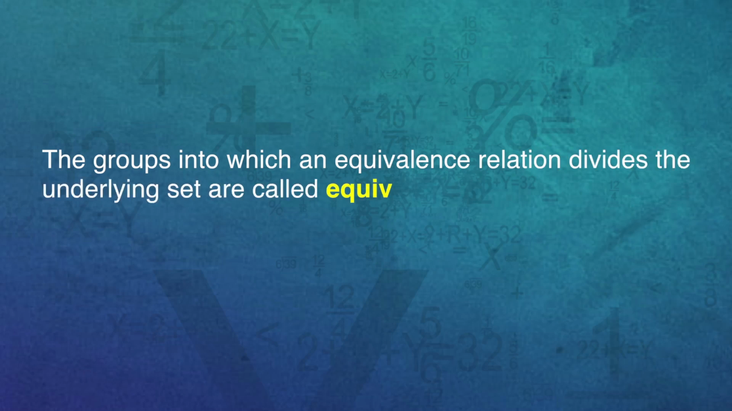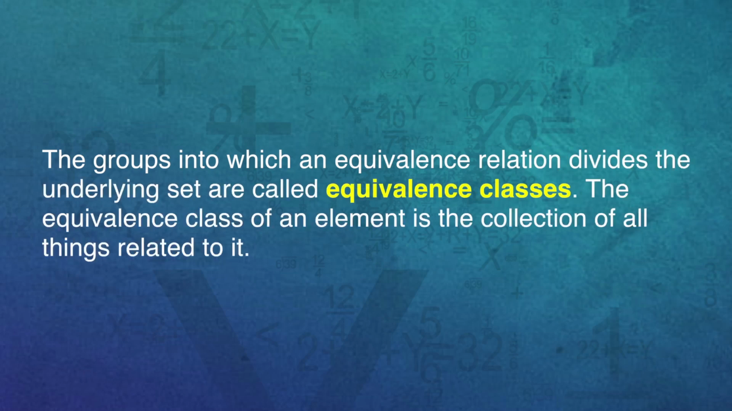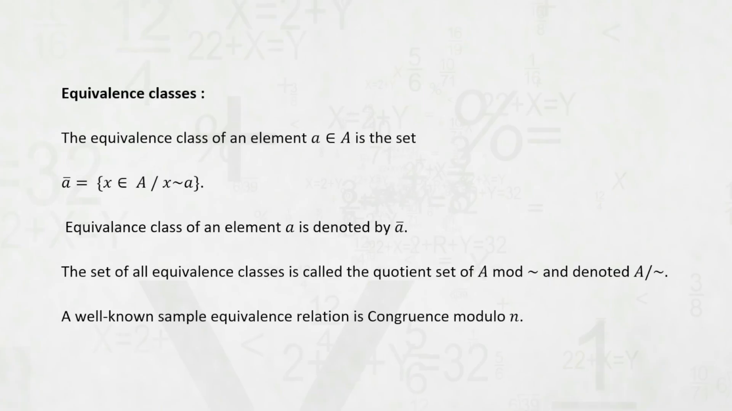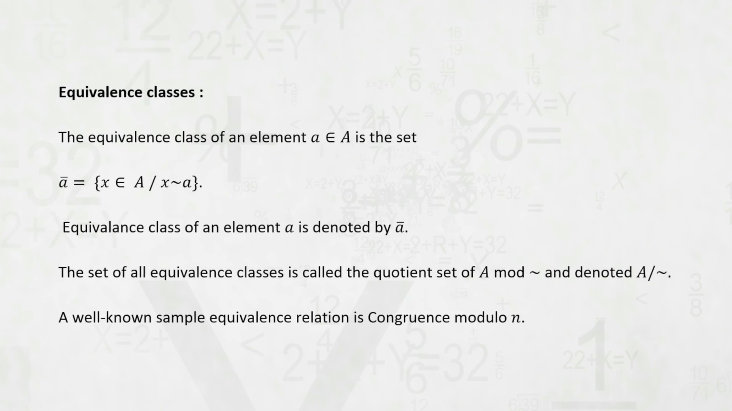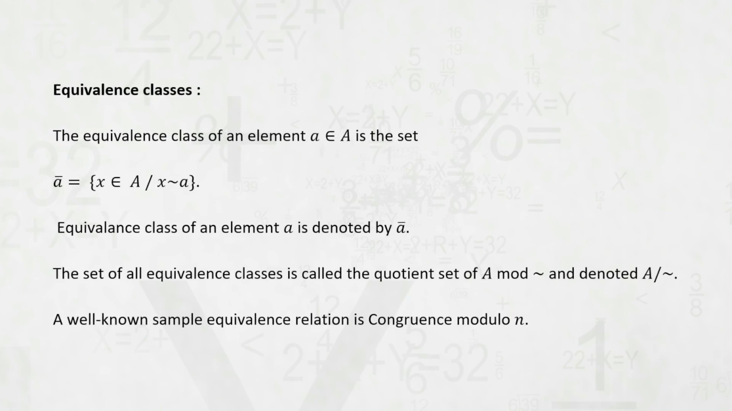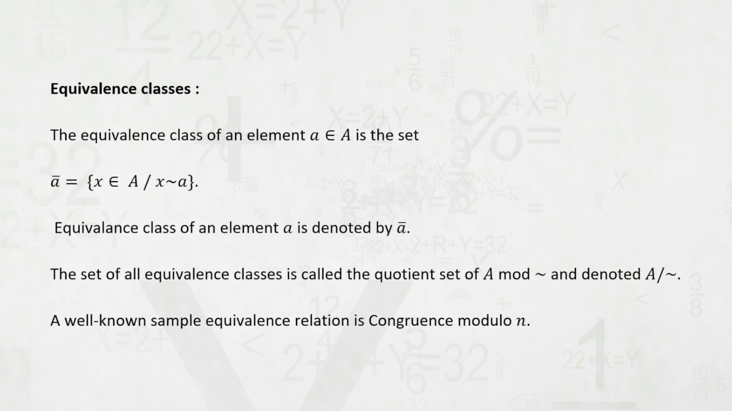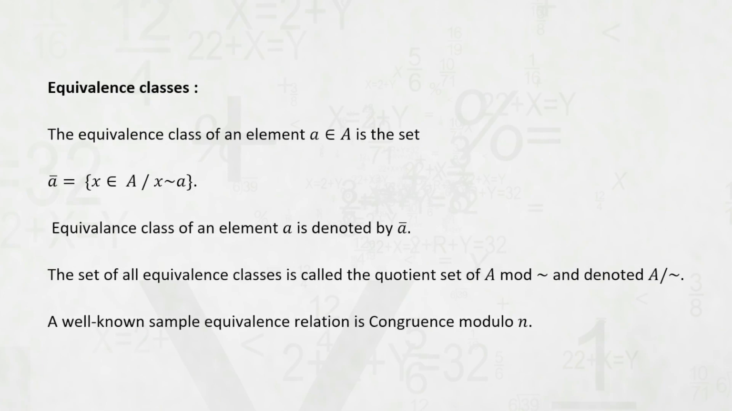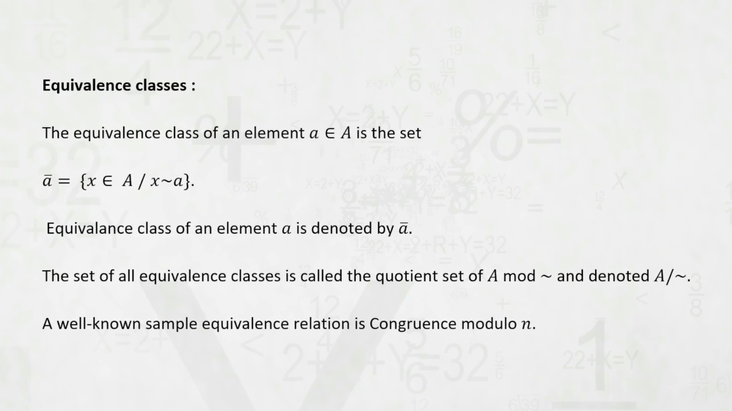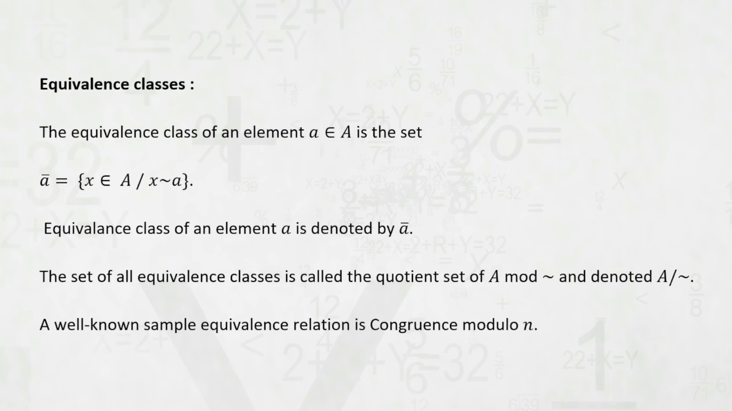Now, we are in a position to define equivalence classes. The groups into which an equivalence relation divides the underlying set are called equivalence classes. The equivalence class of an element is a collection of all things related to it. The equivalence class of an element a belonging to A is the set of all x belonging to A such that x tilde a. The equivalence class of an element a is denoted by a bar. The set of all equivalence classes is called the quotient set of A mod tilde and is denoted by A bar tilde.